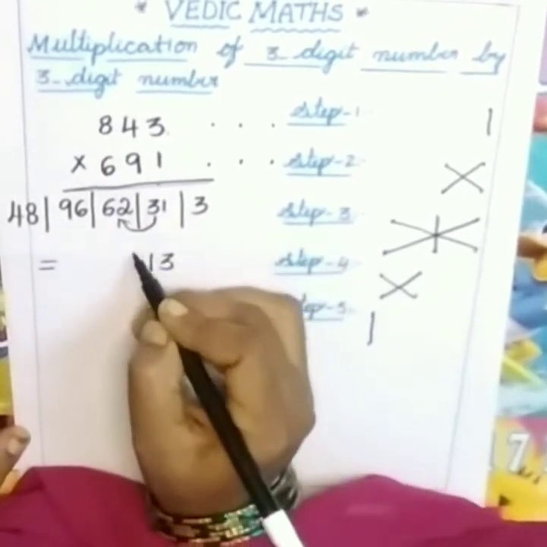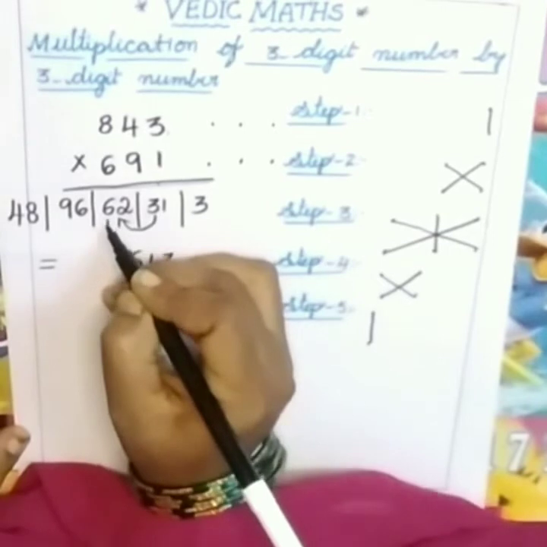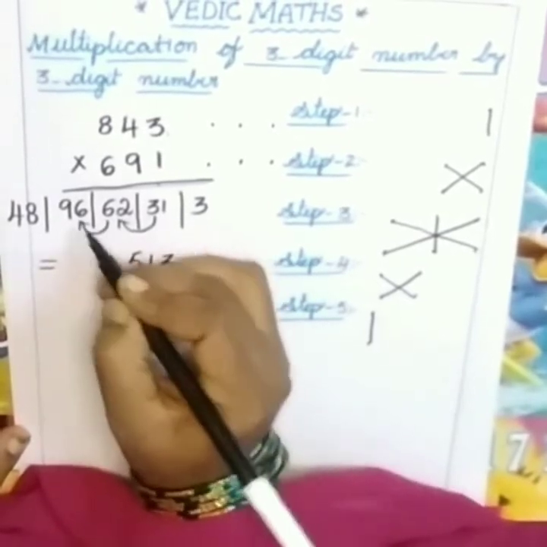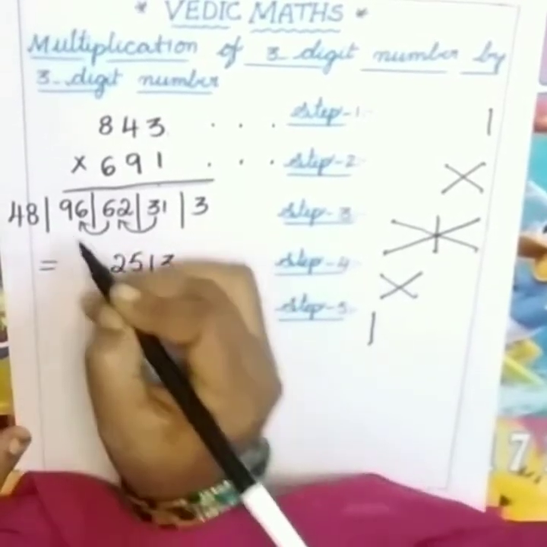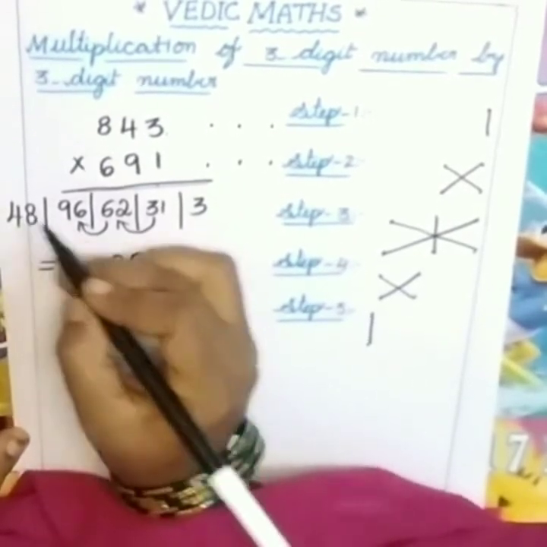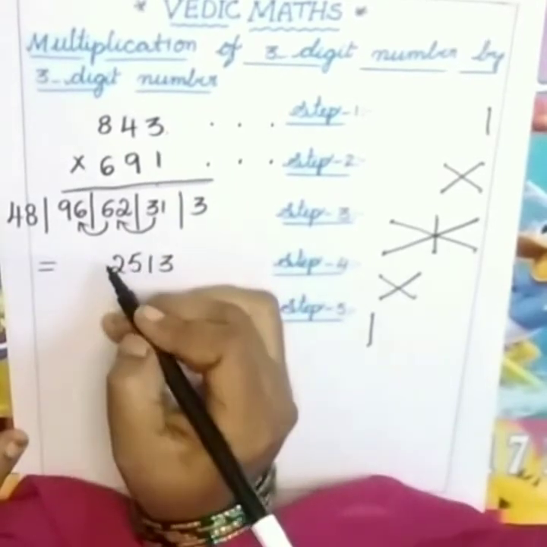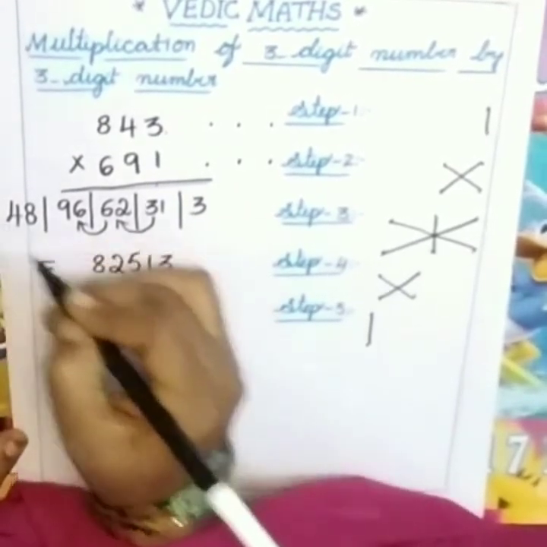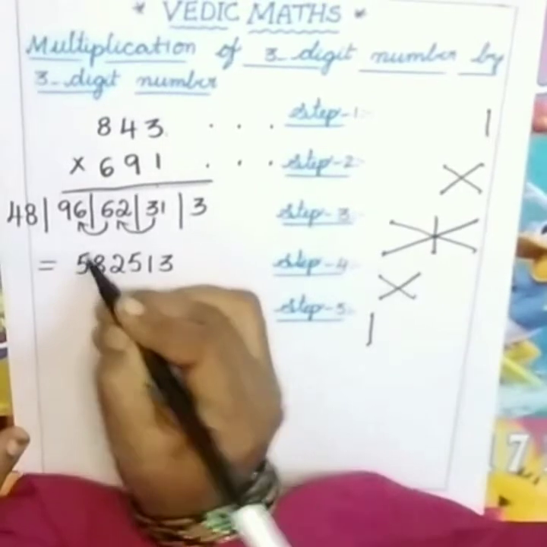So 3 plus 2 which is 5. Now 6 will carry to the next part. 6 plus 6 is 12 but we should write 2 only. 1 will carry to 9. 1 plus 9, 10. So 10 will carry to the next number. 10 plus 8 which is 18. Now 1 will be carried to here which is 5.